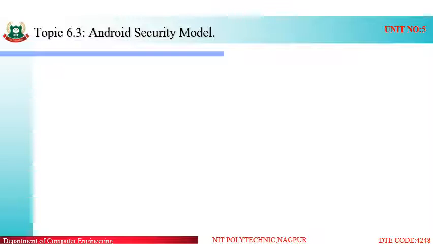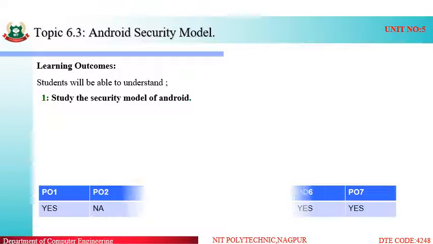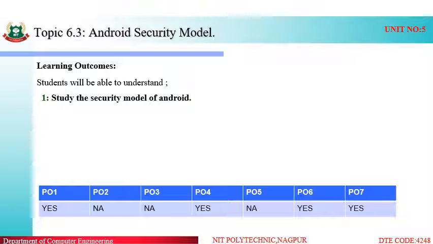So coming to the topic, that is security model of Android. So the learning outcome of this video includes we have to study the security model of Android. That means how the security is implemented inside our Android application. So the POs mapped are PO1, PO4, PO6 and PO7.